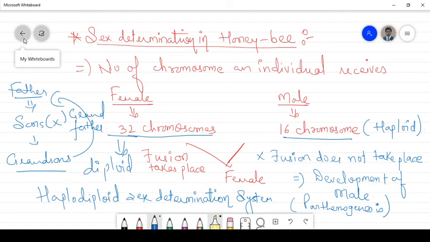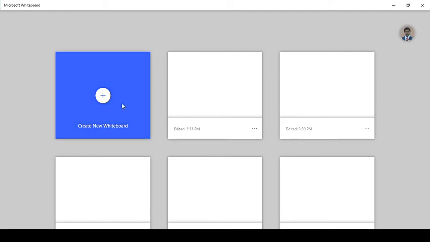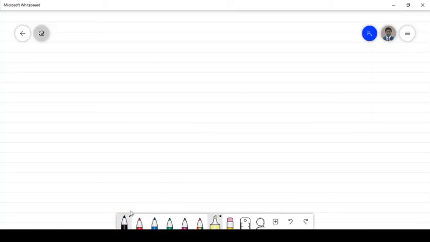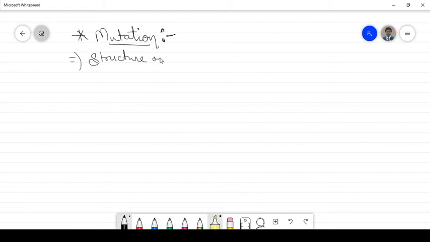Okay, now let us move on to another part that is known as mutation. Now, for understanding mutation, let us first study the structure of DNA, children. See, DNA is a double helix structure like this.